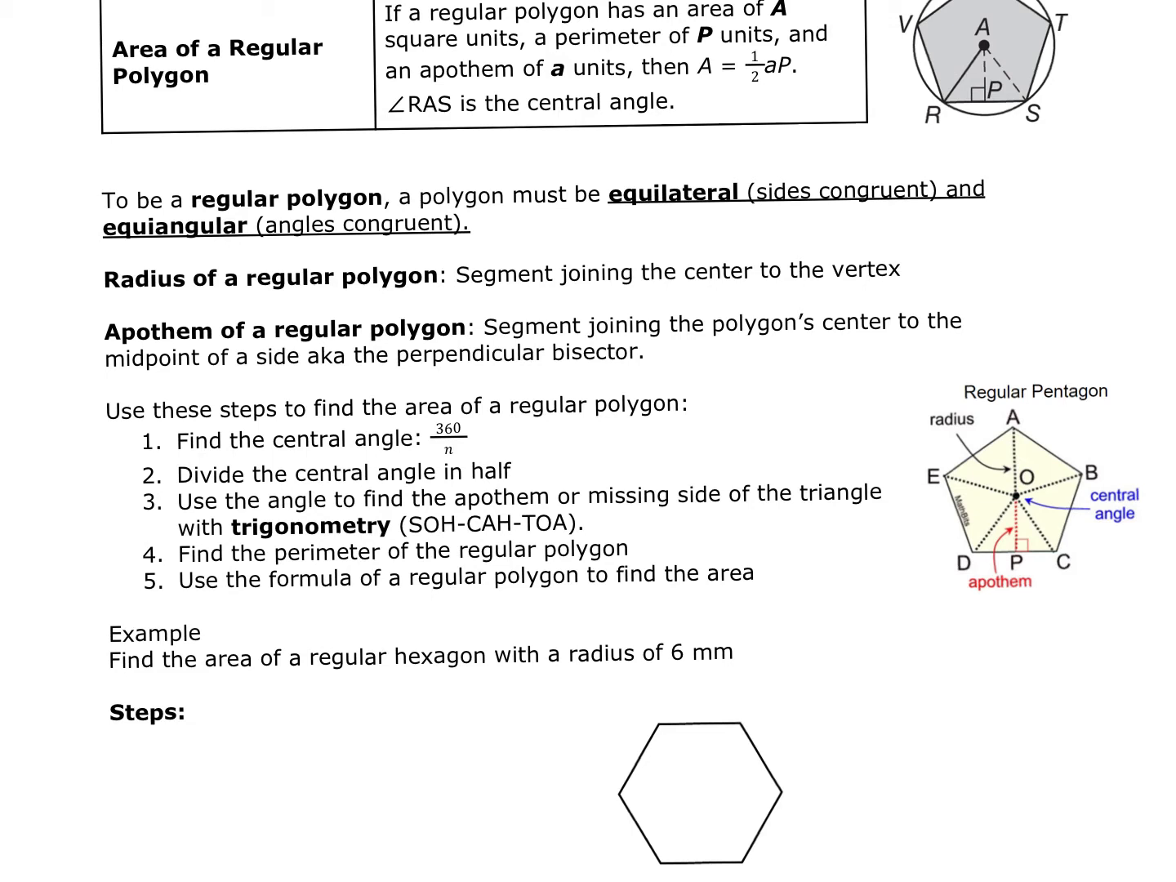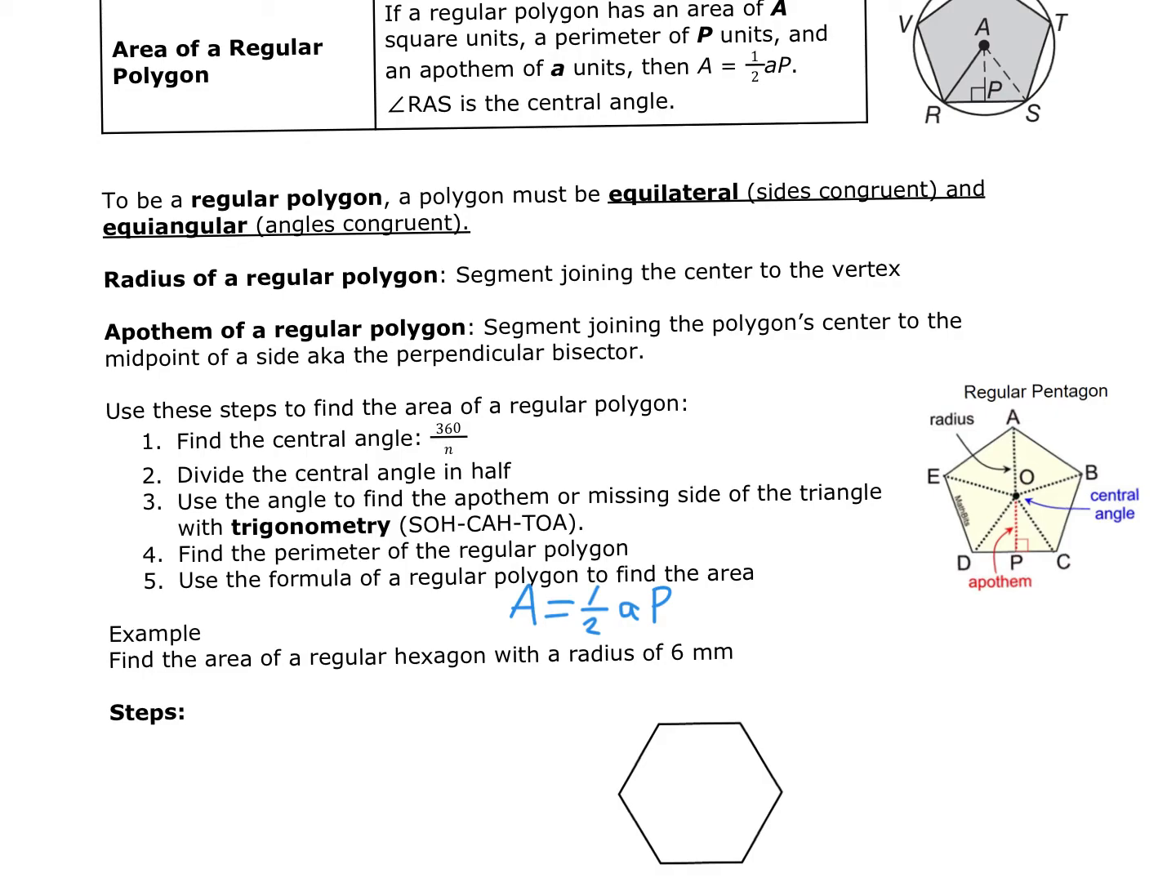Once we have our apothem, we find the perimeter of the regular polygon, and then use the formula above, reproduced here, such that the area of the polygon is equal to 1/2 the apothem times the perimeter. And that'll give us the area of said polygon.